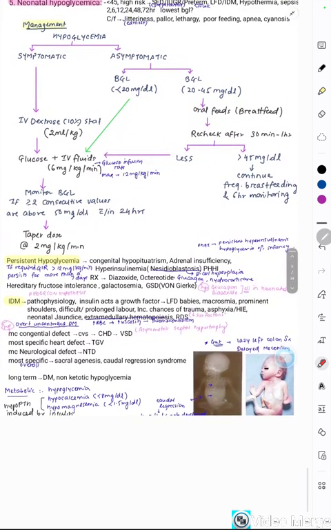Then persistent hypoglycemia. Persistent hypoglycemia means when the glucose infusion rate required is more than 12 mg per kg per minute, and it persists for more than 7 days. Then that's considered to be persistent hypoglycemia.